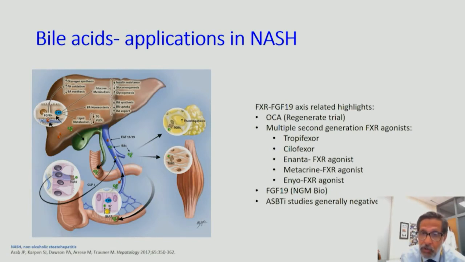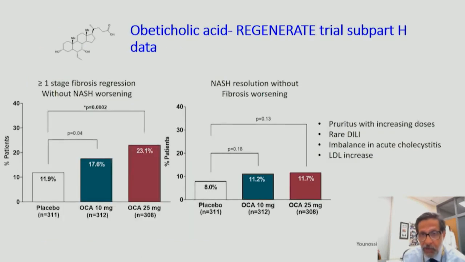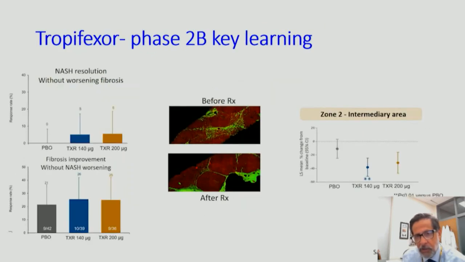So there is a whole slew of second generation FXR agonists that have been developed that are listed over here. Now, you can also affect the bile acid pathway by blocking bile acid reuptake in the ileum. Unfortunately, the apical bile salt transport inhibitors have not been very effective in the setting of NASH. Now, here are the data from obeticholic acid REGENERATE that I show you, where you see a stepwise improvement in fibrosis improvement, but this did not translate. There was not accompanying NASH resolution improvement. So this is more working as an antifibrotic, as a NASH drug.